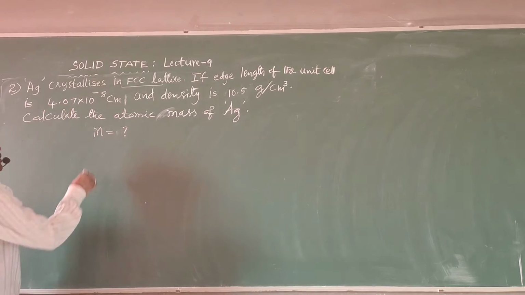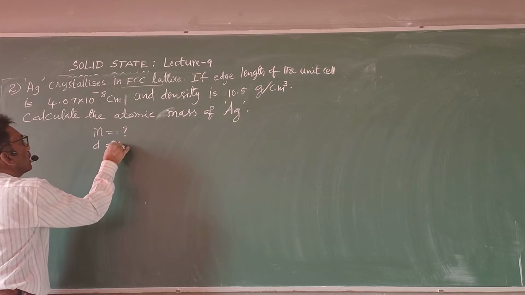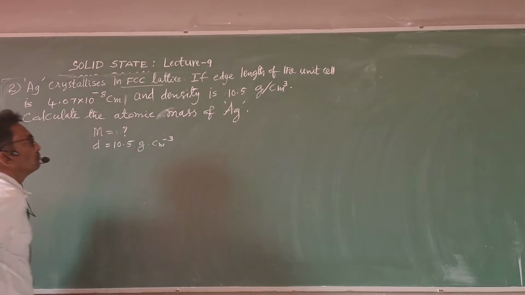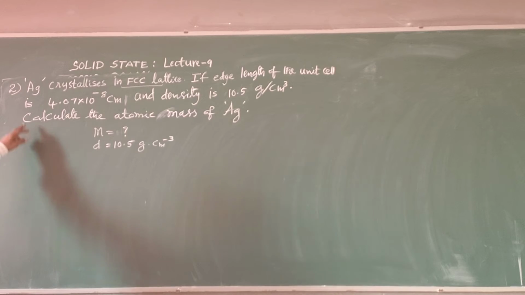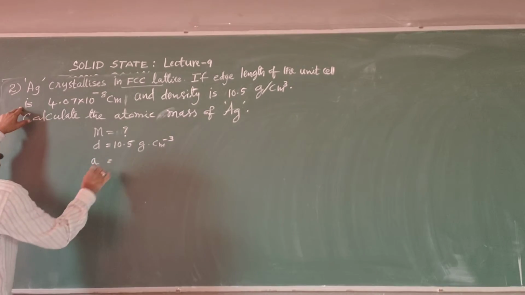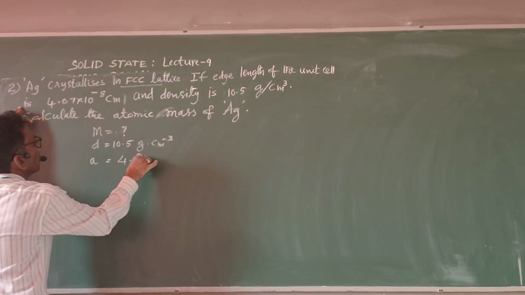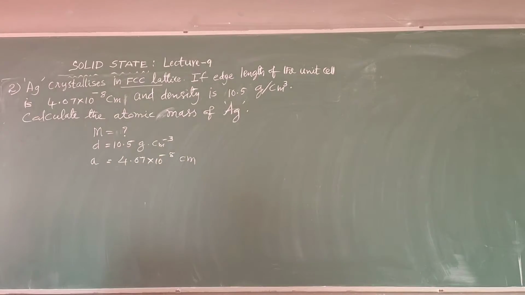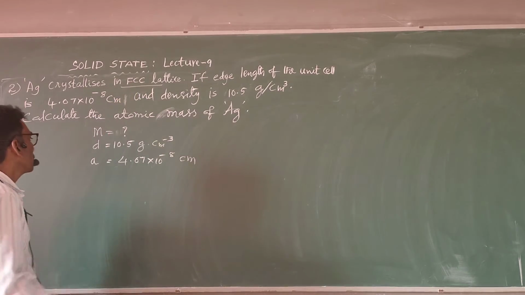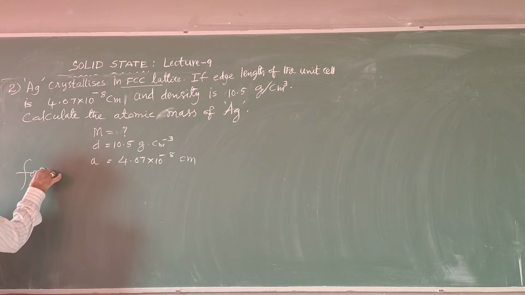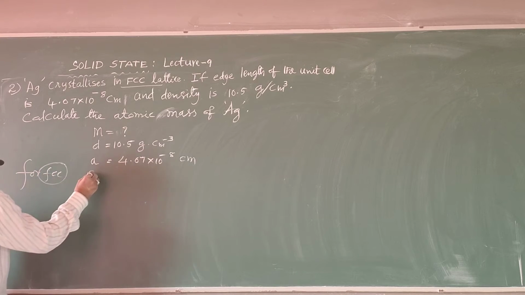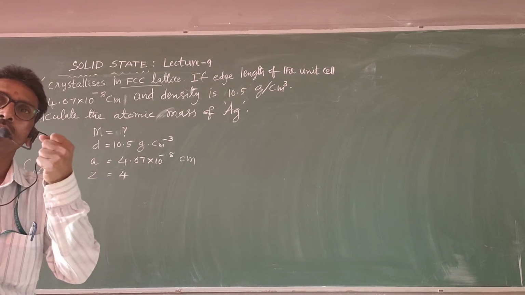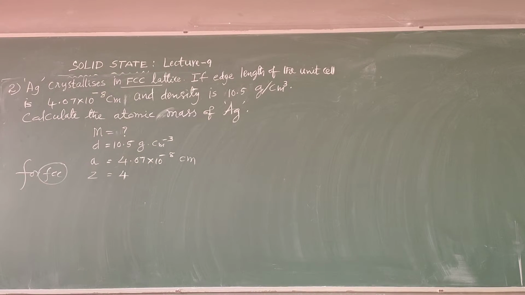Next, density is given, that is 10.5 gram per centimeter cube. Next, edge length is given, that is a, that is 4.07 into 10 to the power minus 8 in centimeters. And the type of unit cell is FCC. For FCC, Z value is 4. This is the knowledge of the student to recall the information from the previous lesson.